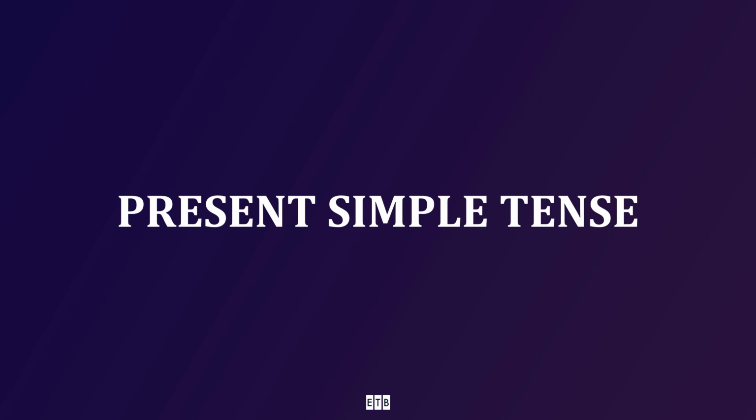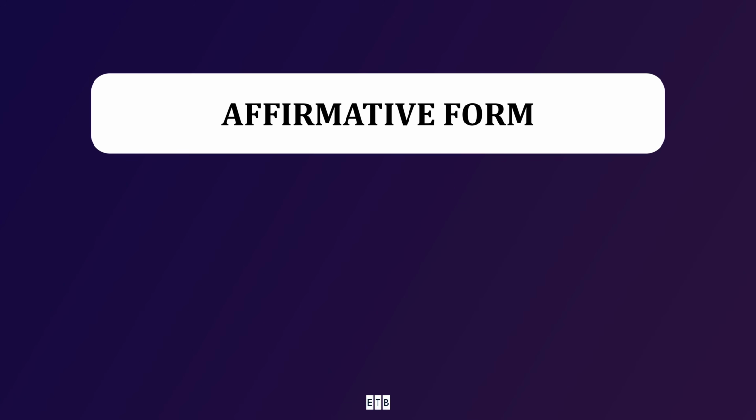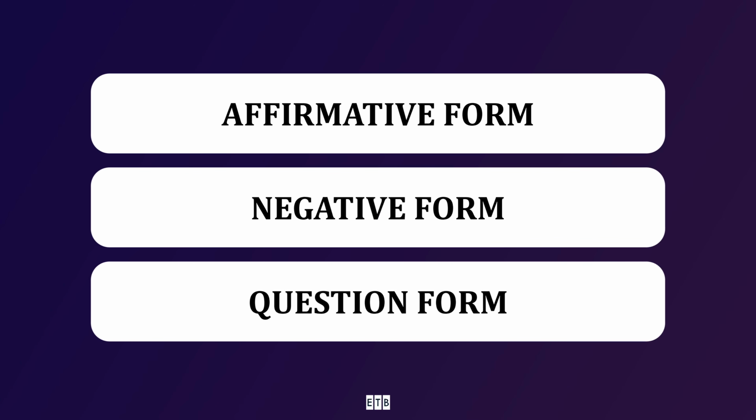Hello everyone, and welcome. In today's lesson, we're going to learn one of the most important grammar topics in English, the present simple tense. If you're a beginner, don't worry. We'll go step by step. Let's start with the basics. The present simple has three forms: affirmative, negative, and question. Let's look at each one.